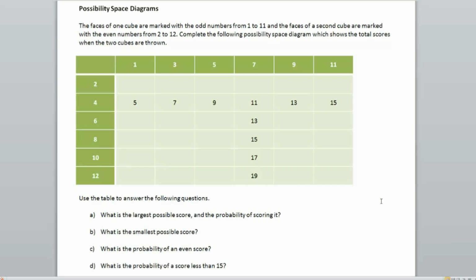6 faces. One of them has got odd numbers on, the other's got even numbers on. So the gaps in the table represent the totals of the two values. So let's fill them in. Right, there we go. So straight away we can see that there's 36 possible outcomes. It also means that if we've missed one, if you were making a list, it would be easy to repeat a pair of options without realizing it, or even just miss one. So in a table, it's obvious there's a gap, then you've missed something out. So let's have a look. What is the largest possible score and the probability of scoring it?